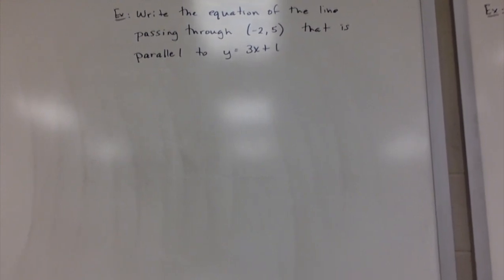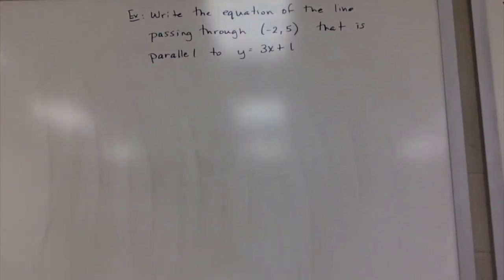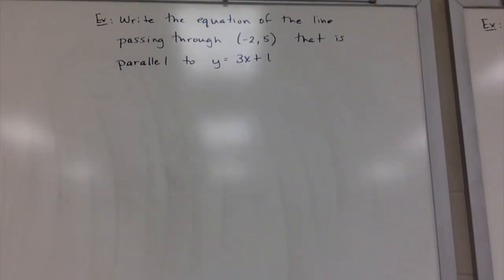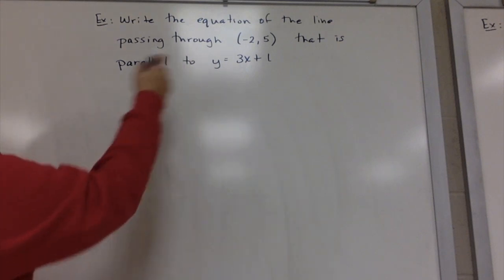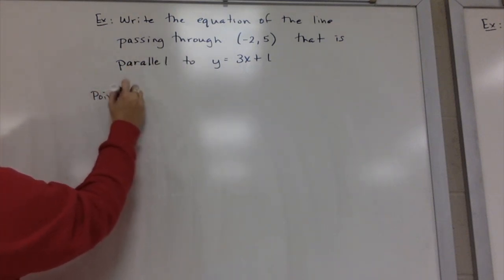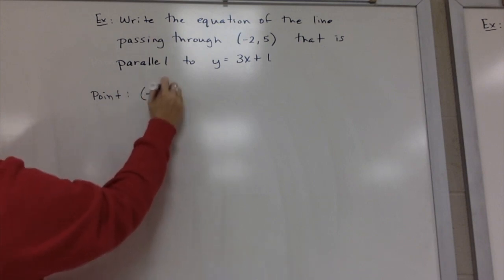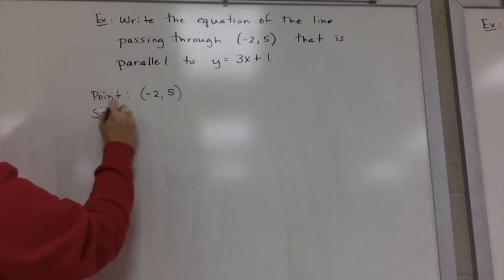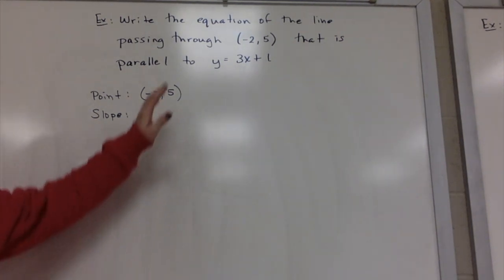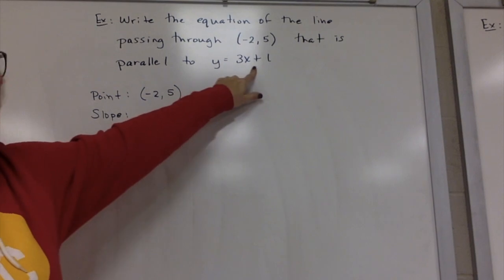So we've got just a couple of examples here. First one, write the equation of the line passing through the point -2, 5, that is parallel to y equals 3x plus 1. So remember, to write the equation of a line, we need a point, and we have a point. It is -2, 5. And we also need a slope. They did not give us the slope, but they gave us information about the slope. They told us that it's parallel to this line.